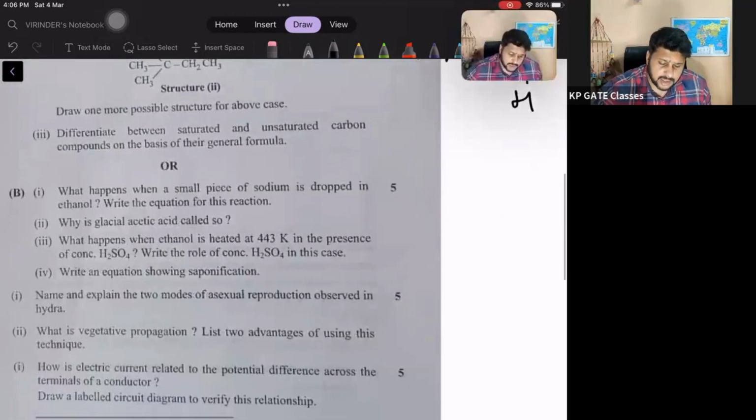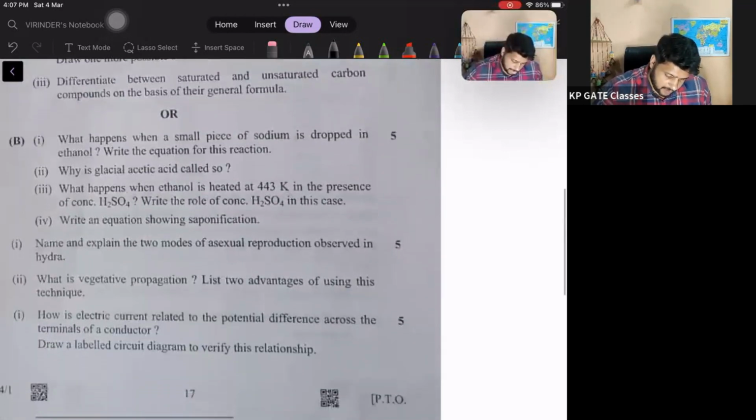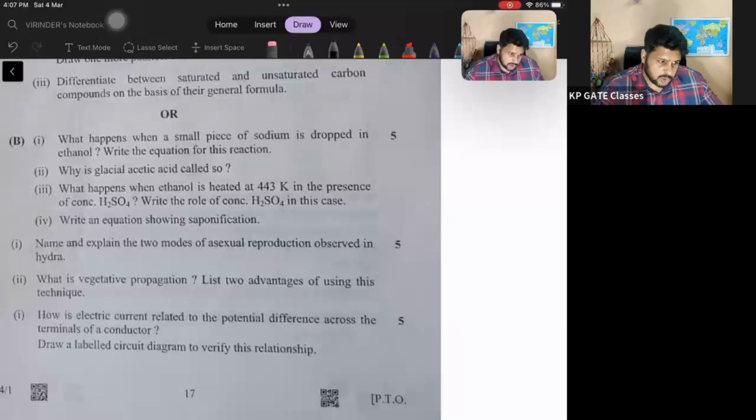Differentiate between saturated and unsaturated. Saturated has single bonds, the other one has double or triple bonds. What happens when a small piece of sodium is dropped in ethanol? What will happen in this scenario? So when sodium reacts with ethanol, it forms sodium ethanoate.